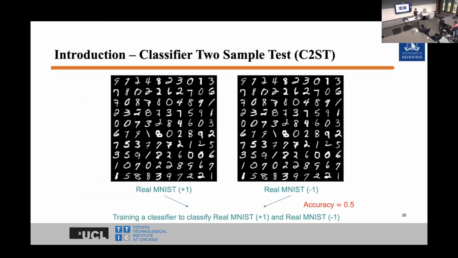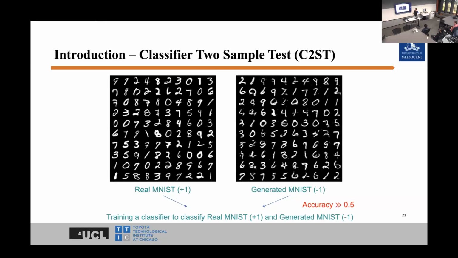Another method is called the classifier two-sample test. The idea is very easy. If two sets of samples are from different distributions, we can expect a classifier to be able to classify the two sets of samples. Look at this example. If our two sets of samples are both from real MNIST, and we train a classifier to separate real MNIST from real MNIST, we know we cannot do that. So the accuracy in the end will be around 0.5. If they are from different distributions, like real MNIST and generated MNIST, the accuracy will be larger than 0.5.